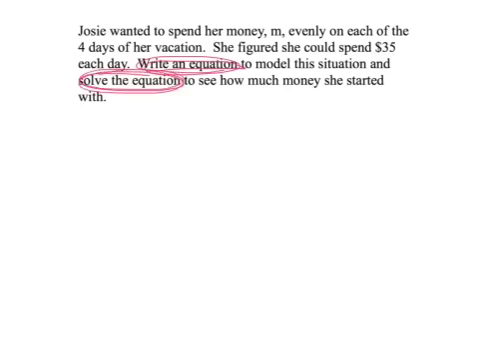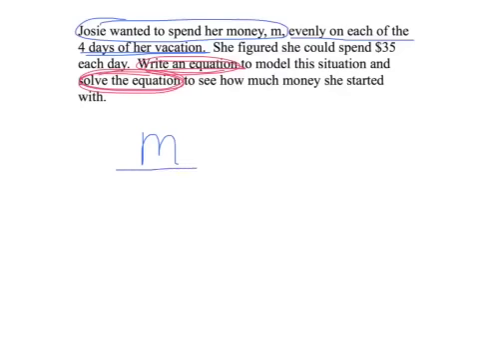So I will go in the same order as the word problem. And it looks like Josie wanted to spend her money M. That means she started with M for money. And she wanted to spend it evenly on each of the 4 days. That means she wants to take her money and divide it by 4. She figured she could spend $35 each day, so it would equal $35 for each day.